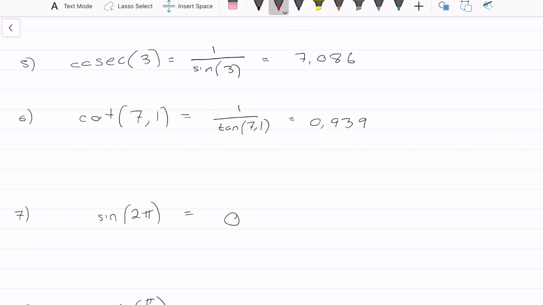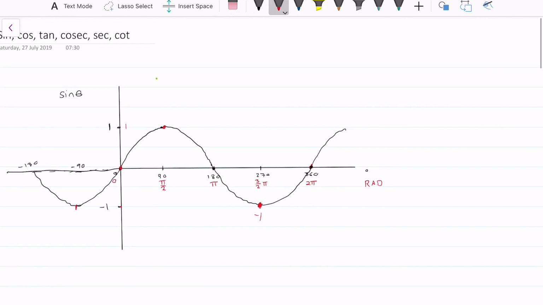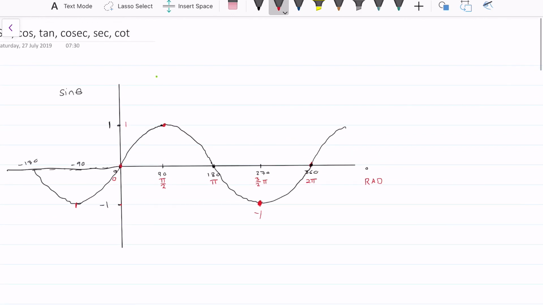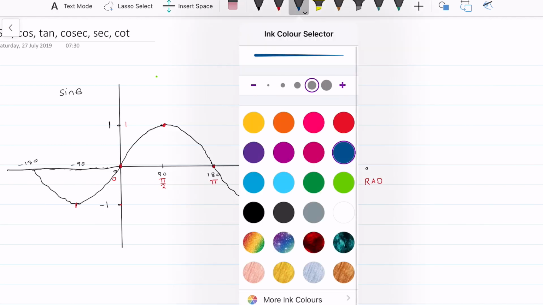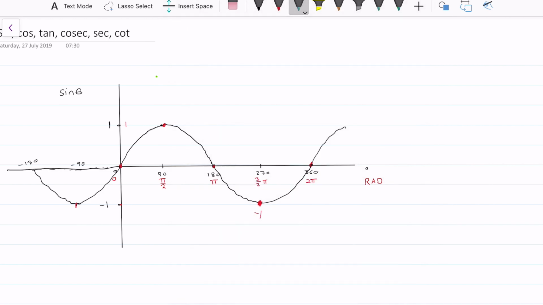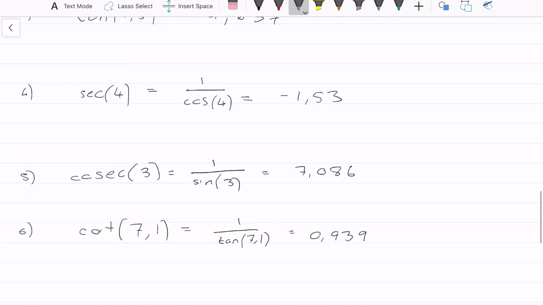Sine of 2 pi is equal to 0. Let's use this as an example because it's very nice. Our input here is 2 pi, and we say that the answer is 0. If we look at our sine graph at 2 pi, right over here, our value is in fact 0. So we know that the answer is correct. That's the relationship that we have.